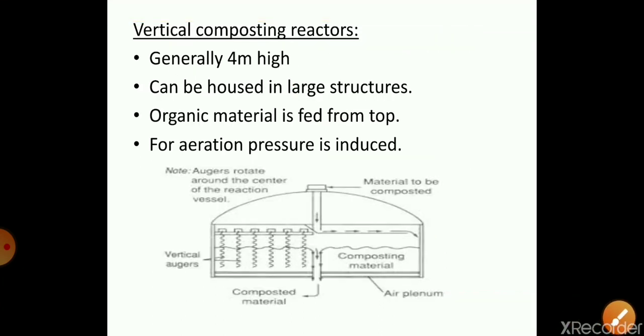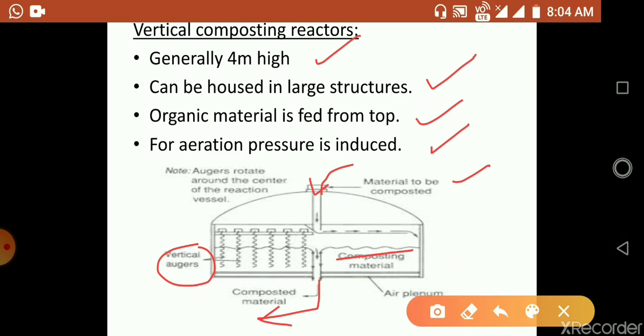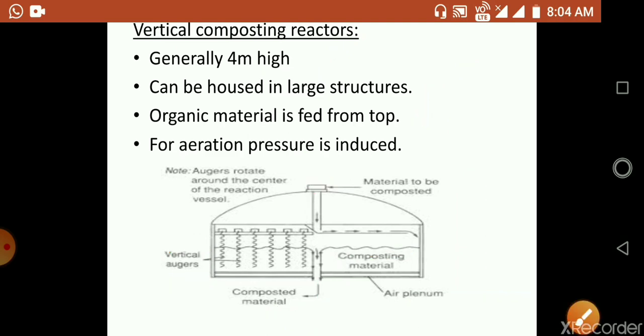Now the vertical composting reactors. It is generally 4 meters high and can be housed in large structures. Organic material is fed from the top. For aeration, pressure is induced. This is the figure for the vertical composting. There are vertical augers present, and the composting material is inside. The material to be composted enters from the top, and the composted material is collected from the bottom.